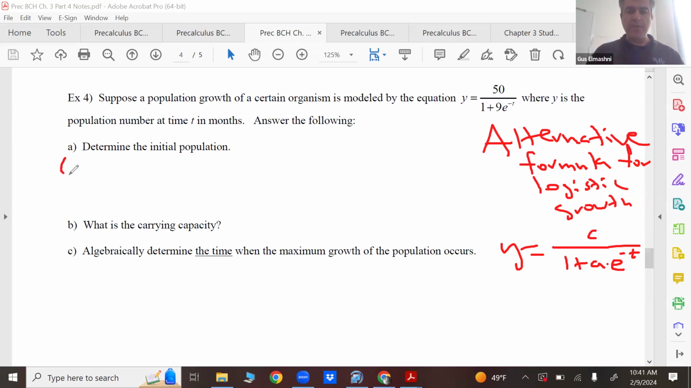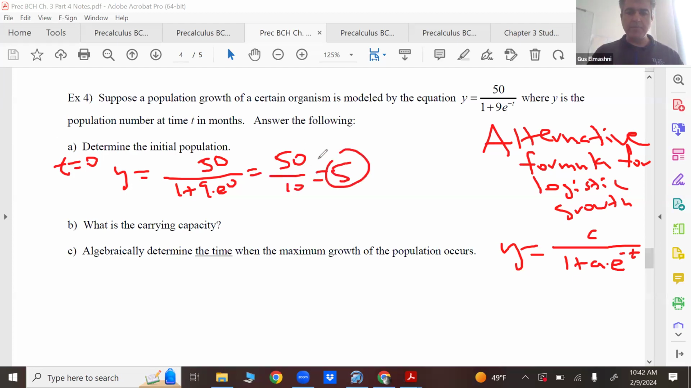So determine initial population, that's when t equals 0. That's easy. Y equals 50 over 1 plus 9 times e to the 0 power. 50 over 10, 5, right? Carrying capacity is 50. That's easy. Algebra return time when the maximum growth of the population occurs.